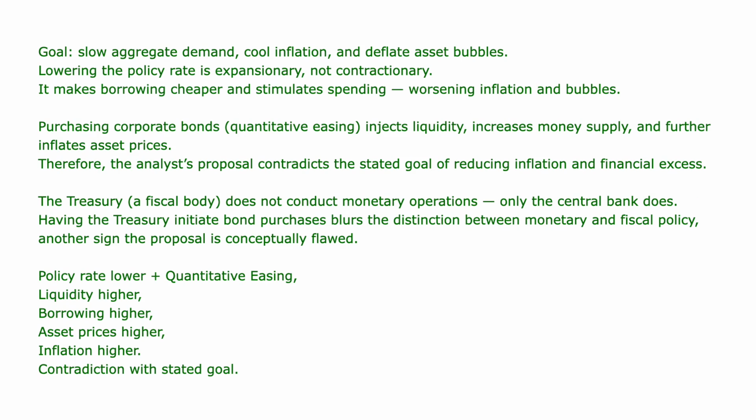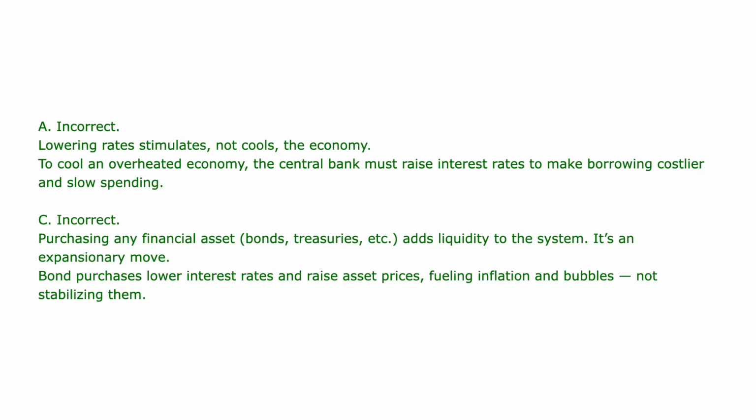Lowering the policy rate and purchasing corporate bonds are both expansionary actions. They increase liquidity, borrowing, and asset prices, which would worsen inflation and bubbles. Also, bond purchases are a central bank function, not the Treasury's role. A. Wrong because lowering rates stimulates demand instead of cooling it. C. Wrong because bond purchases add liquidity, fueling inflation and bubbles, not stabilizing them.